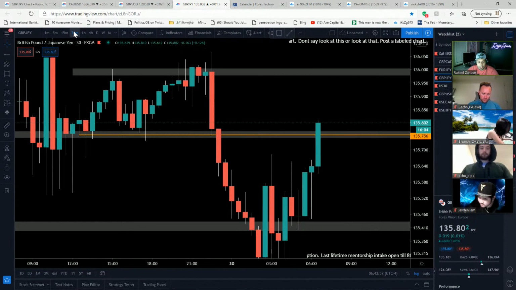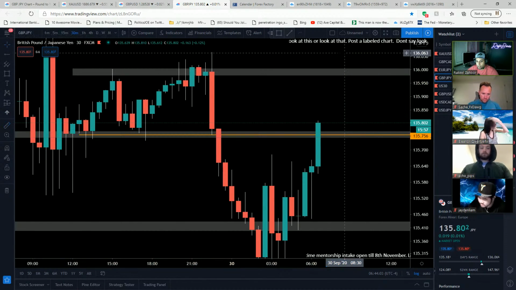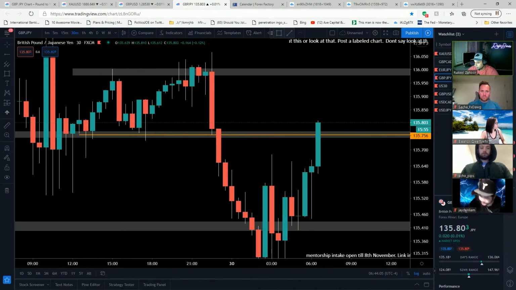Yeah, so I guess if I see a retest, a support form, I'm going to execute a buy and aim for 136 at this point. So we shall wait.